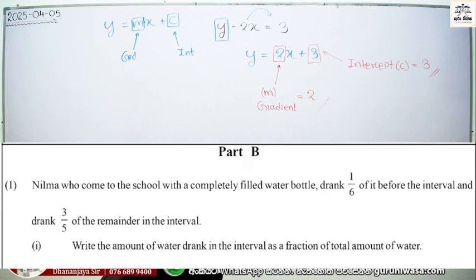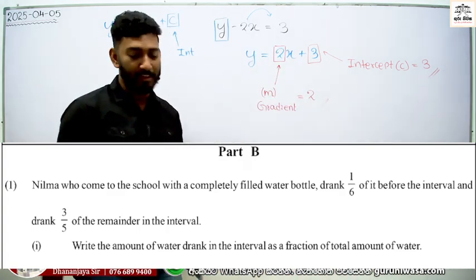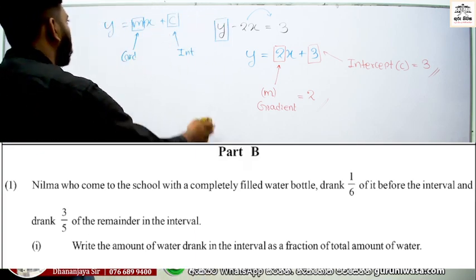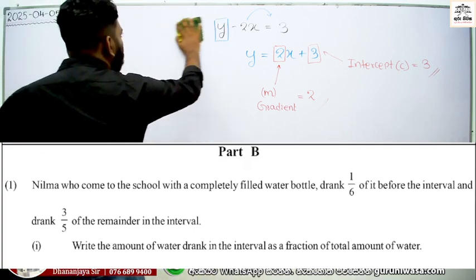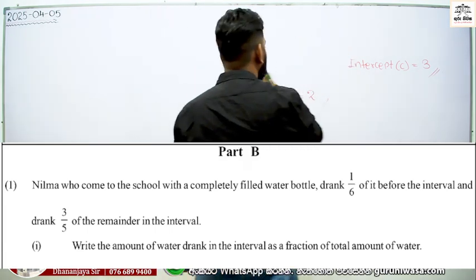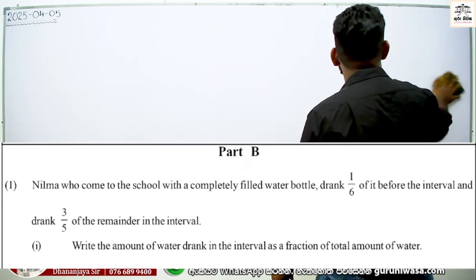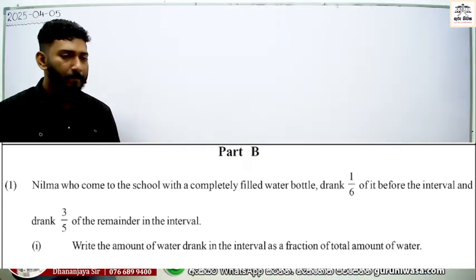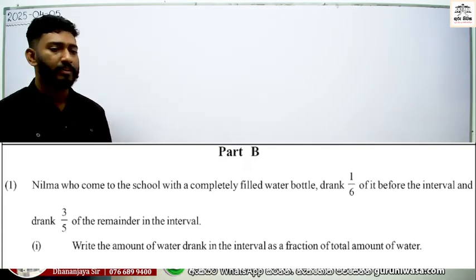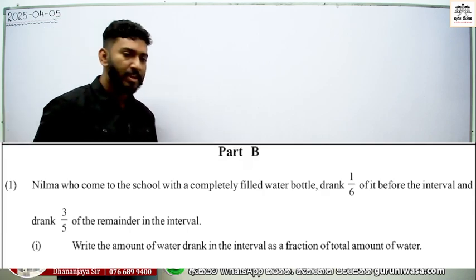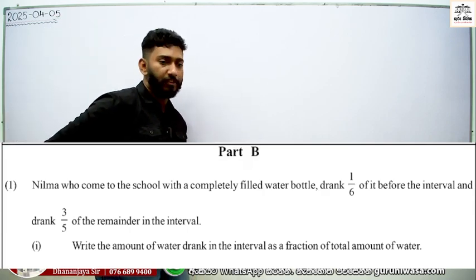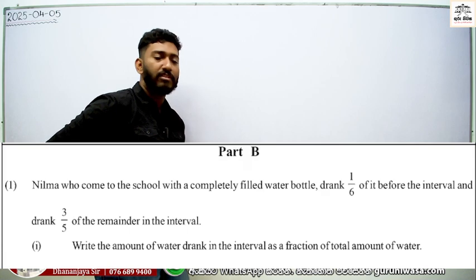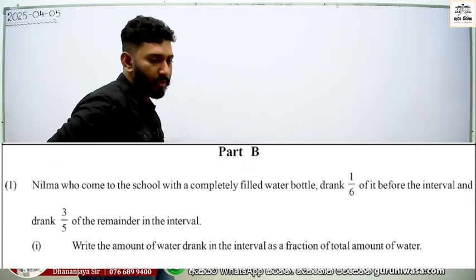This is a fraction type and we need so many questions in our paper class. මතක ඇති අපේ paper class එකේ මේවා ගොඩාක් හදලා තියෙනවා, right? Every week we discuss about these types. මේ බලමු වැඩි. Nilma came to the school with a completely filled water bottle and drank 1 out of 6 of it before the interval. Interval ට කලින් 1 over 6 එයා බිව්වා before the interval, right?